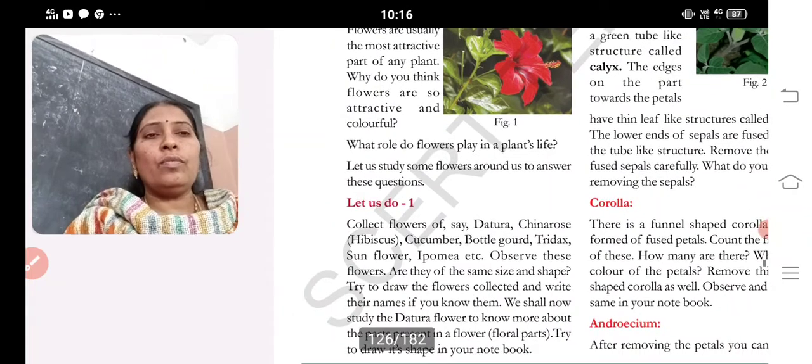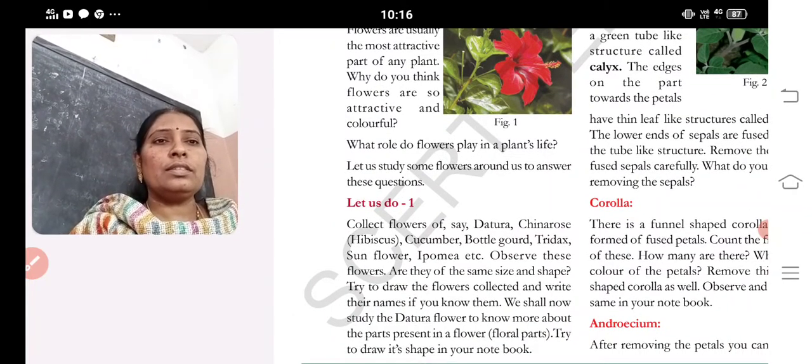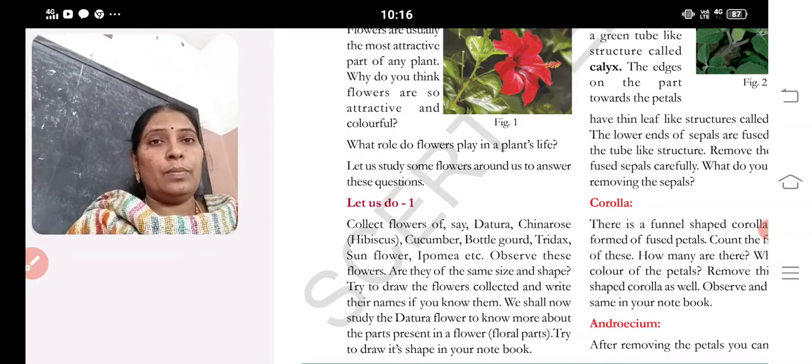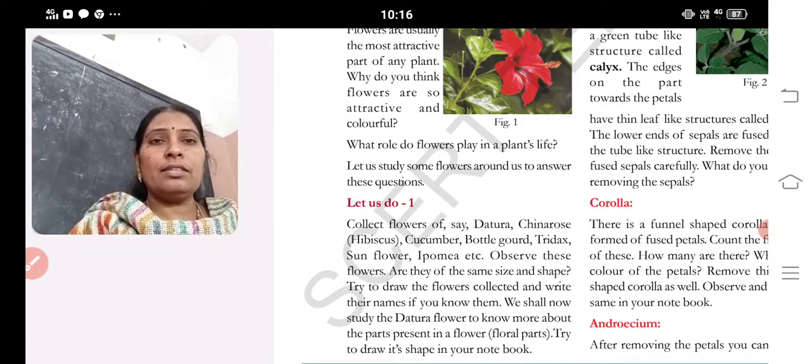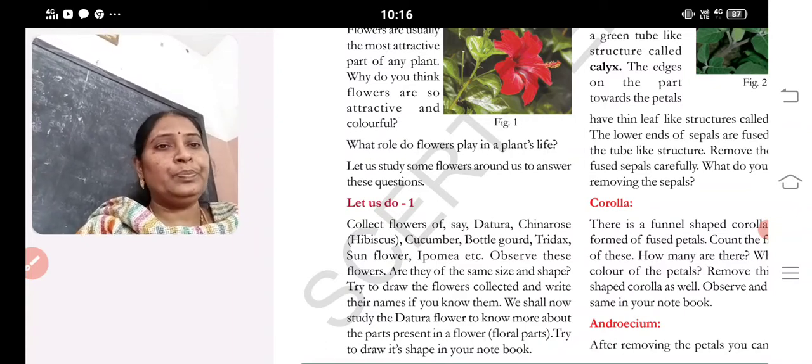Collect flowers of datura, china rose, hibiscus, cucumber, bottle gourd, sunflower, ipomoea, etc. Observe these flowers. Are they the same size and shape? No, flowers are of different sizes and different shapes. So he is asking us to collect flowers from some plants like datura, hibiscus, cucumber, bottle gourd and observe their shape, colour and size. Try to draw the flowers collected and their names if you know them.